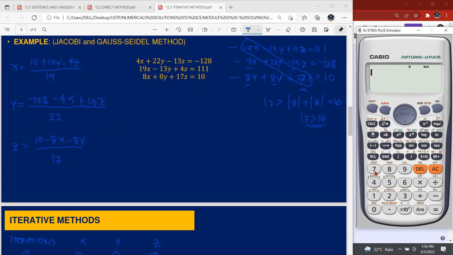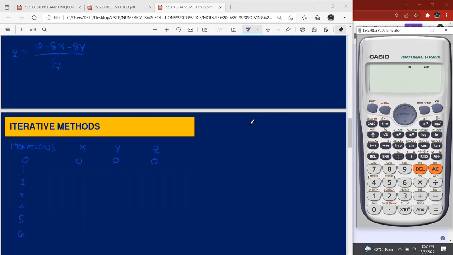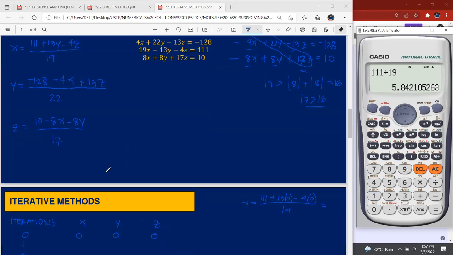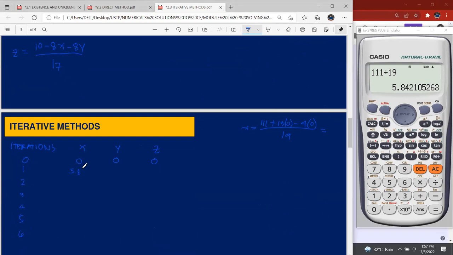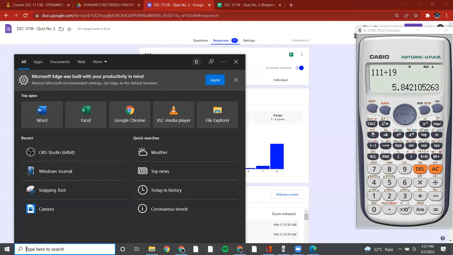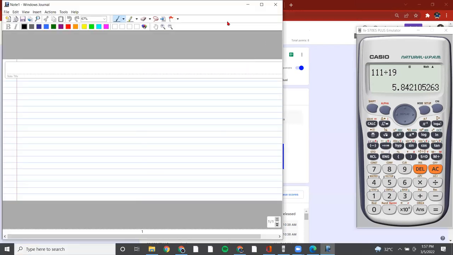First, we have, since this is 0. So first iteration, x is equal to 111 plus 13y minus 4z, since na natin initial guess, initial condition, 0, this is 0 over 19. So we have first iteration x value, 111 divide 19. So we have 5.842 first iteration. Sulatan na ito sa itong solution.